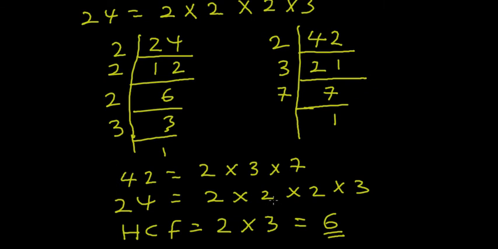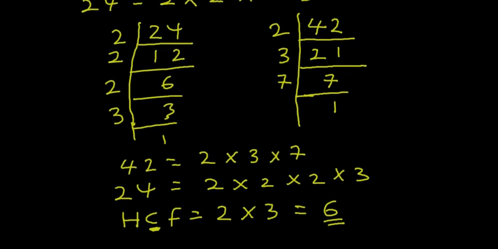Okay, so 6 is the highest common factor, so you multiply the common factors. 7 is not common in the prime factorization of 24, so it is not included. We're talking about common. Okay, the highest common factor. Okay, so thank you for watching and God bless.